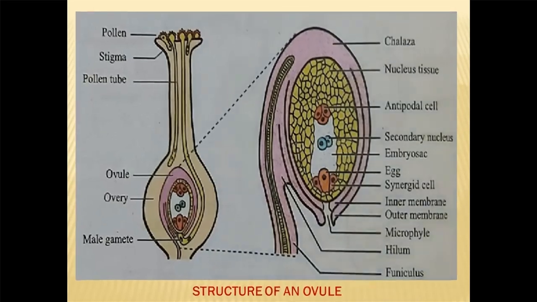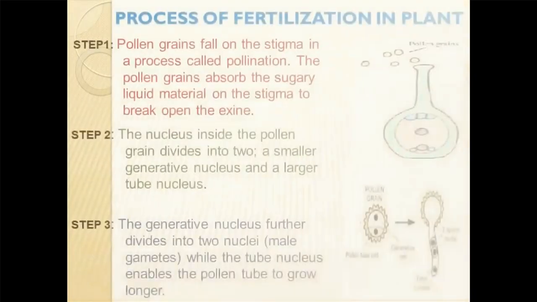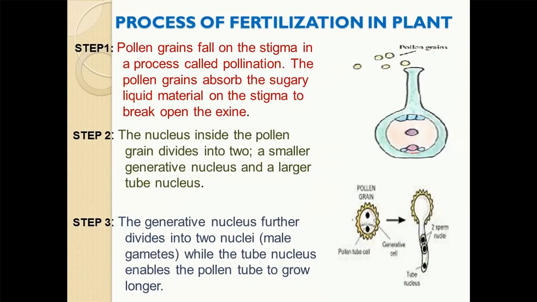Alright, let's move on. Now let's look at the processes involved in fertilization in plants. Step 1, pollen grains fall on the stigma in a process called pollination. Now the pollen grains absorb the sugary liquid material on the stigma in order to break open the outer membrane or the exine of the pollen grain.